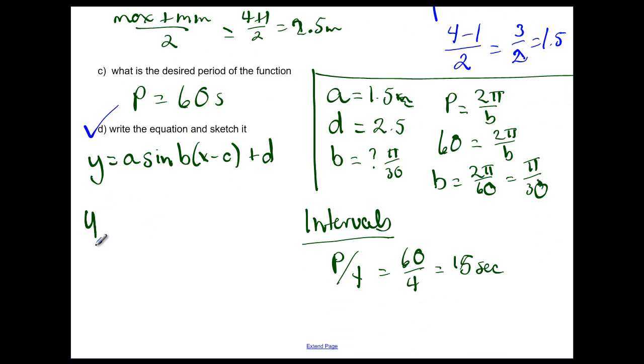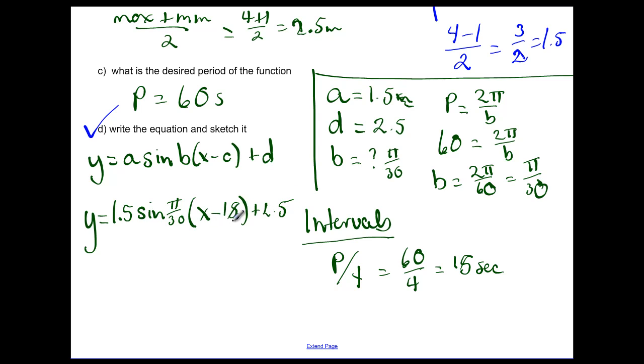So here's what we know. y is equal to 1.5 sine. The B value we determined was pi over 30. And then I'm going to use some brackets here. x minus 15, plus 2.5.